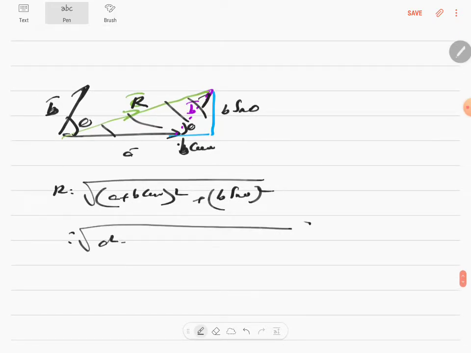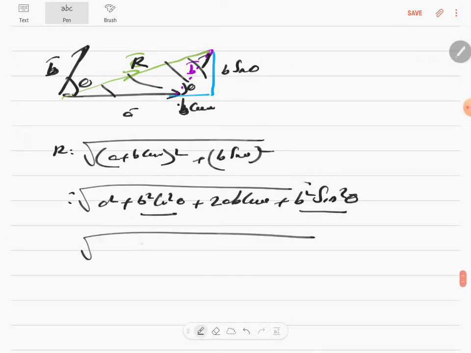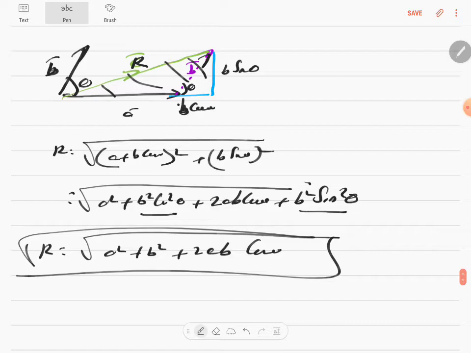Expand this: A square plus B square cos square theta plus 2AB cos theta, plus B square sin square theta. Can you see B square cos square theta plus B square sin square theta is just B square. So the resultant is root of A square plus B square plus 2AB cos theta. This will be the value of the resultant in the case of parallelogram law. Clear? Okay.